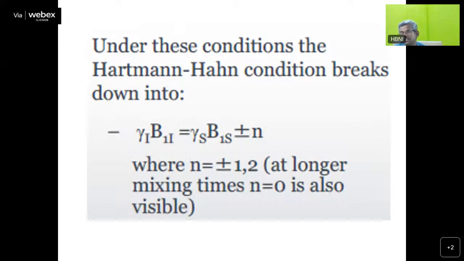So under these conditions, under rotating conditions or the magic angle spinning condition, the Hartmann-Hahn condition modifies like this. Gamma I is nothing but the gyromagnetic ratio of proton. B1 I is nothing but the applied radio frequency for proton. And gamma S is the gyromagnetic ratio of carbon-13, B1 S is plus or minus N. N can be 1, 2, 3, etc.